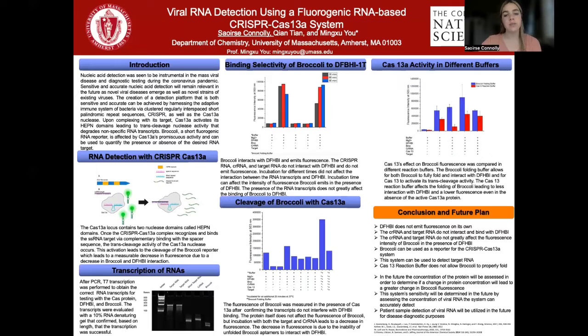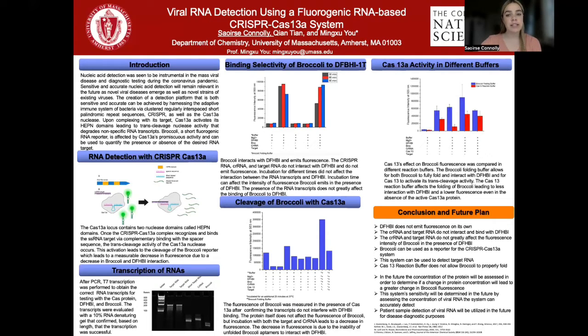Next, the fluorescence of broccoli was measured in the presence of Cas13a to determine if the nuclease could cleave the reporter after all. Before activation, it can be seen that the protein does not have an effect on broccoli fluorescence. However, after the complex is activated through the binding of crRNA and the target RNA, there is a decrease in the measured fluorescence intensity of broccoli at 503 nanometers after just 30 minutes at room temperature.